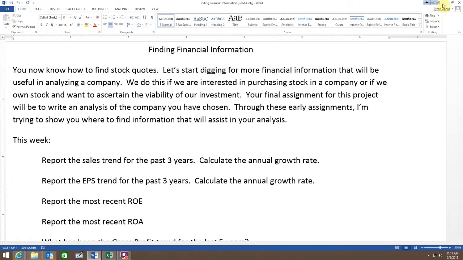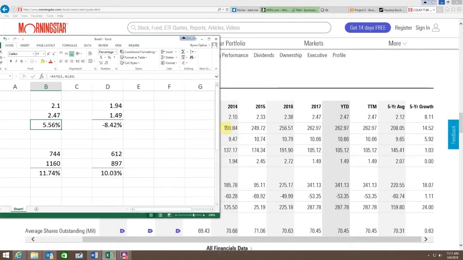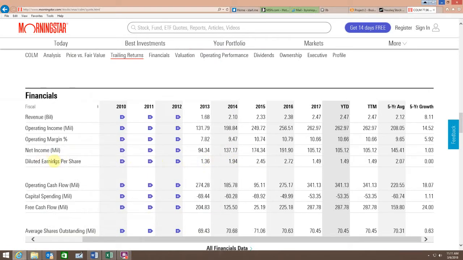Earnings per share, basically it's going to be the same calculation. I have to find my earnings per share. It's actually this one right here. It's diluted earnings per share, and that's fine. You could use regular earnings per share. Then I'll explain them a little bit.